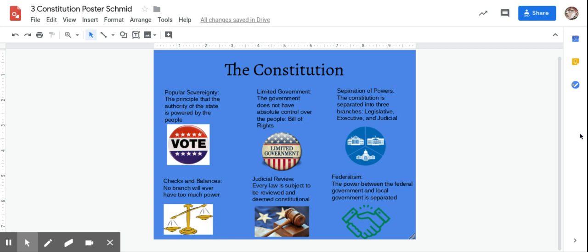The sixth and last principle is federalism, which is the concept that the power between the federal government and local government is separated. I used a picture of 2 hands shaking because it is like the local and federal government are in agreement. You can see federalism in the real world when someone commits a crime in one state, then flees to the other state, but that state sends him back to the original state for his sentencing.